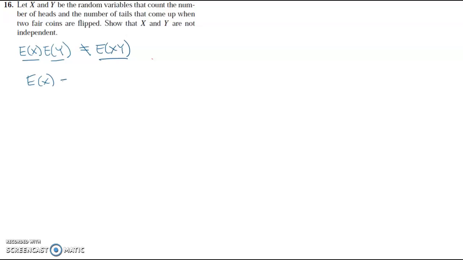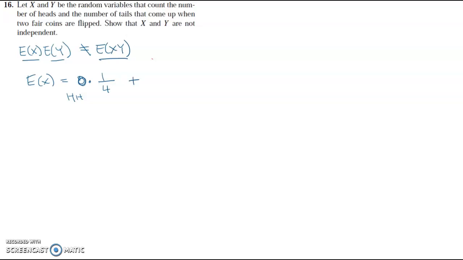Alright, so E of x is going to be, well, we're going to have to count. So let's do when n is 0, the number of tails that come up when two fair coins are flipped. So this is going to be 0 times the probability of 0 tails, which is just head head. The number of cases here is only going to be 1 over 4.